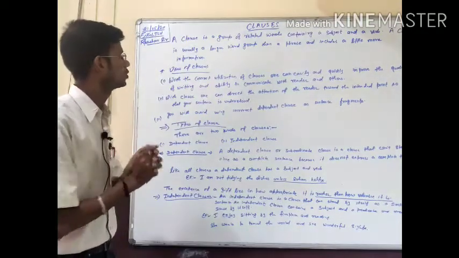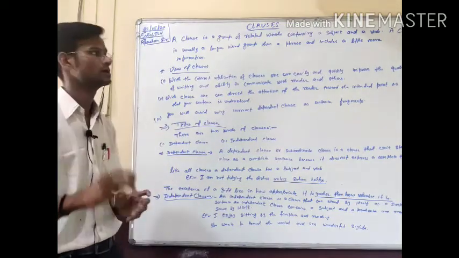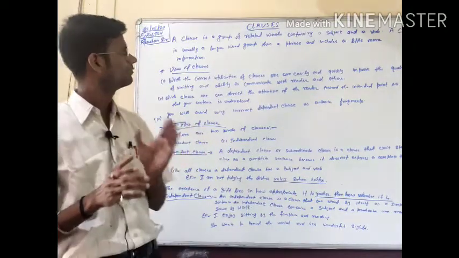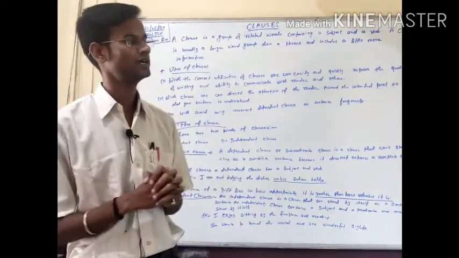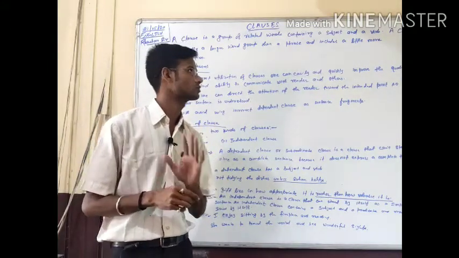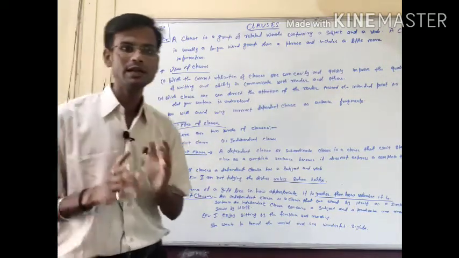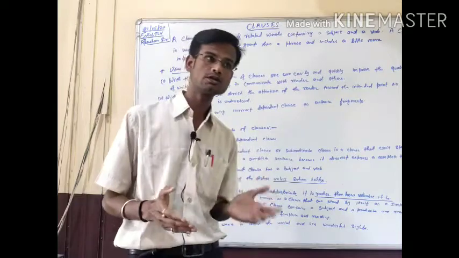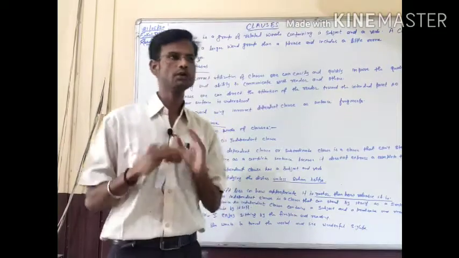Here you can see a clause is a group of related words containing a subject and a verb. It means there is a need for both a subject and a verb. Further, a clause is usually a larger word group than a phrase. It means there is a comparison and contrast between a clause and a phrase, and it includes a little more information about the clause.